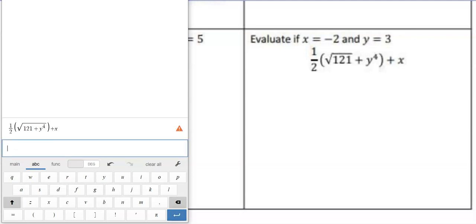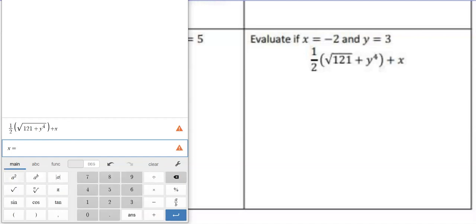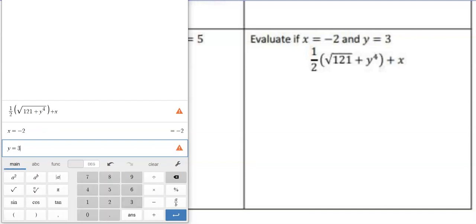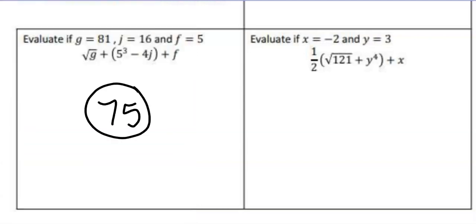So you're going to go to the next line, and I'm going to tell it that x is equal to -2. And I'm going to go to the next line, and I'm going to tell it that y is equal to 3. All right. Let's double check, because we did get a weird decimal for this one. 1/2 square root of 121 plus y to the 4th plus y. Y is equal to 3. X is equal to -2. Okay, looks like we're going to round this to the nearest tenth, 5 1/10. So the answer is approximately 5 1/10.